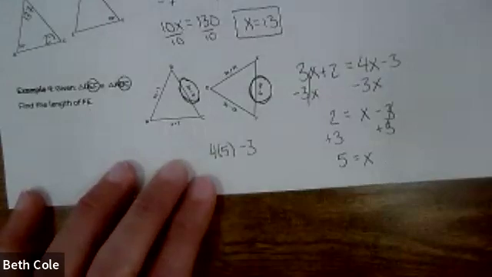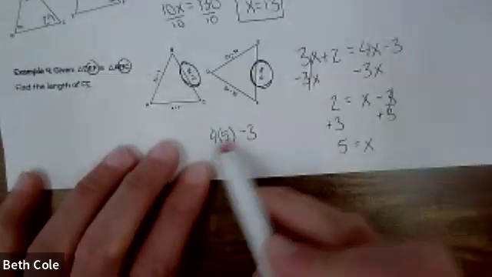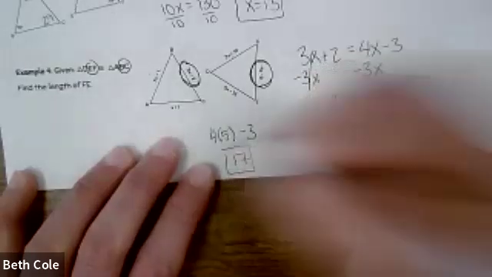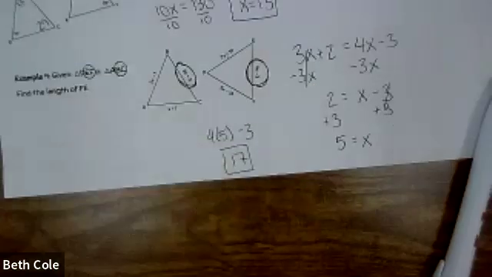Perfect. You jumped straight to the answer. Let me get everybody else there. What is 4 times 5? It's 20 minus 3, 17. So just make sure you read the problem.